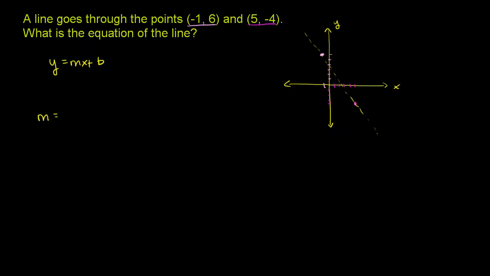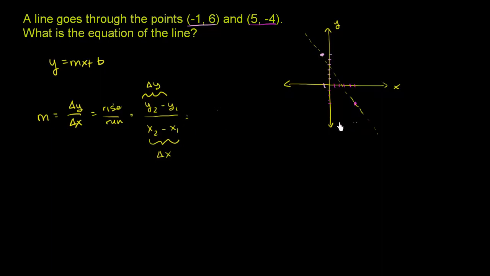Let me make that clear. This is equal to change in y over change in x, which is the same thing as rise over run, which is the y value of your ending point minus the y value of your starting point, that's the change in y, over the x value of your ending point minus the x value of your starting point, that's the change in x. You just have to pick one point as the starting point and one as the ending point. So let's make this one over here our starting point and that one our ending point.